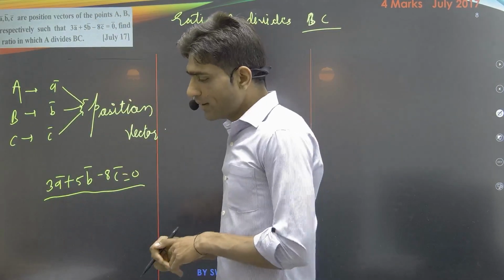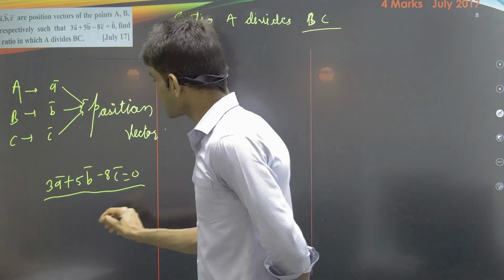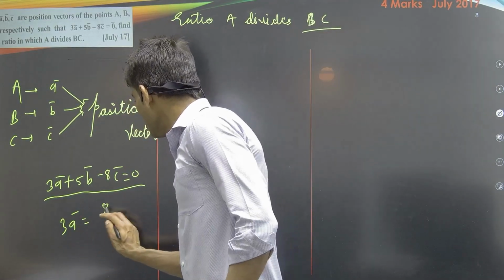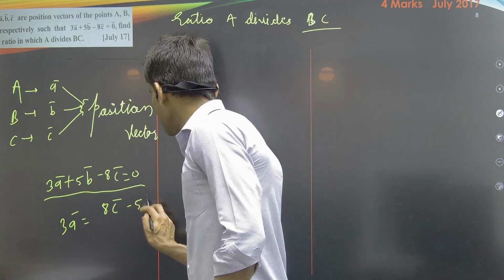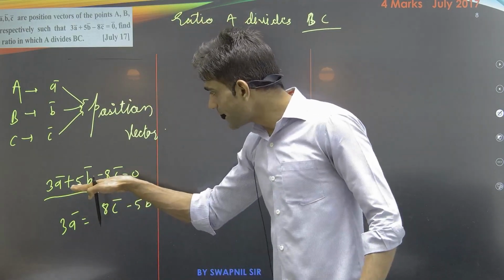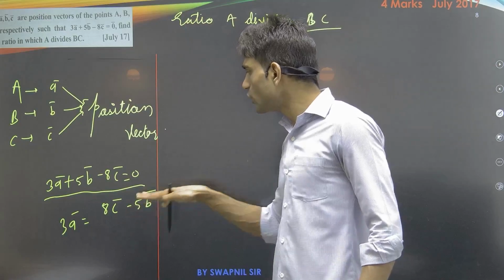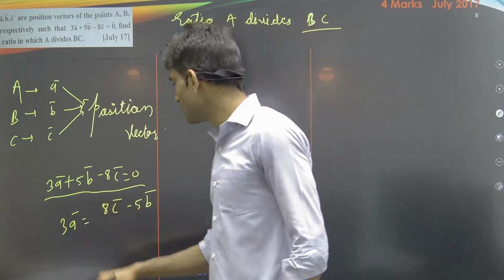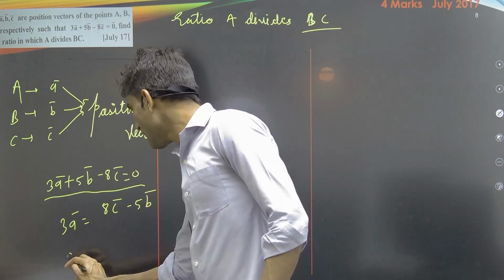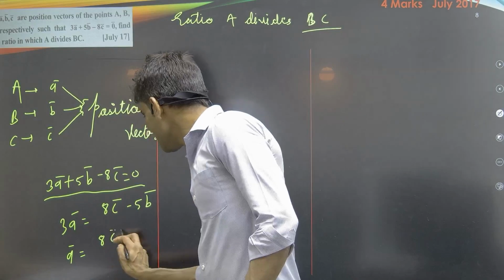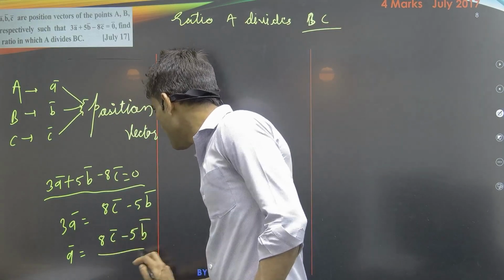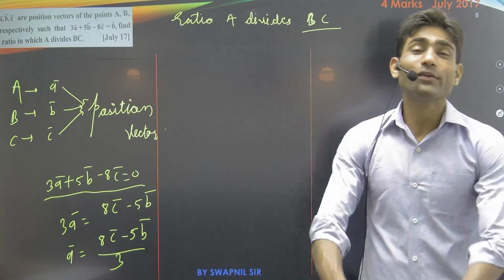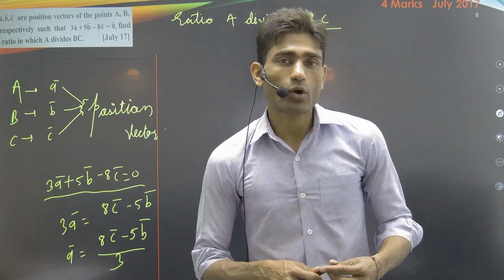So 3 times a bar can be written as 8 into c bar minus 5 times b bar. What I have done here is that the positive 5 b bar goes to negative 5 b bar, and the negative 8 c bar goes to positive 8 c bar, which is equal to 3 times a bar. So we can write a bar as 8 into c bar minus 5 times b bar divided by 3. The 3 is a multiplicand on one side; taking it to the other side, it becomes the denominator.